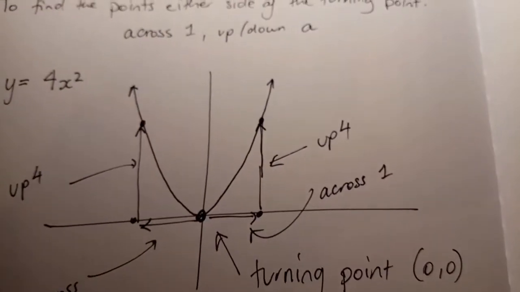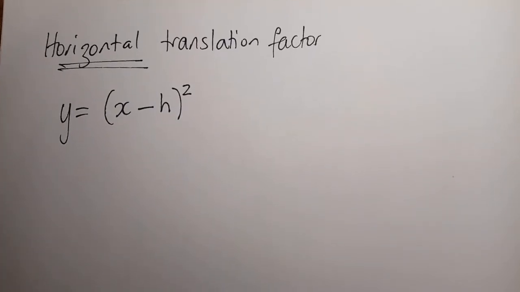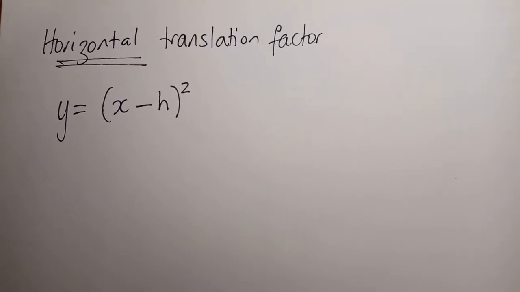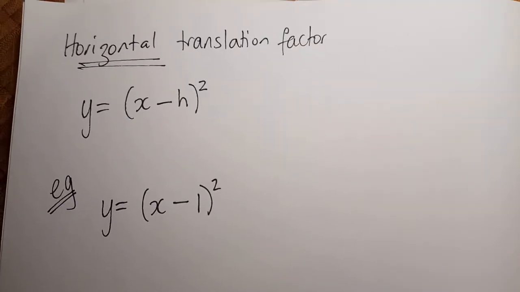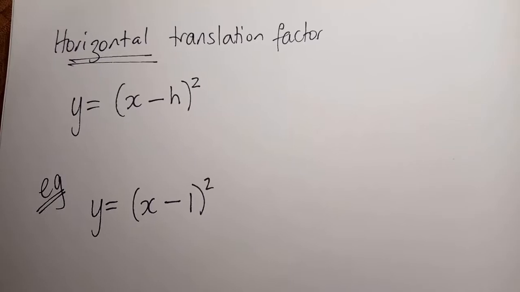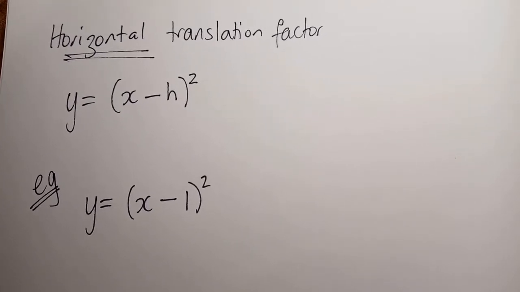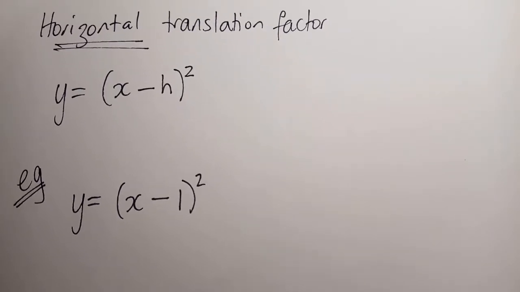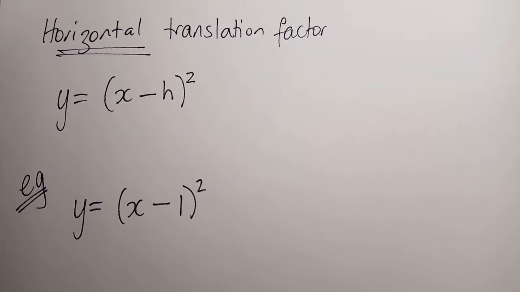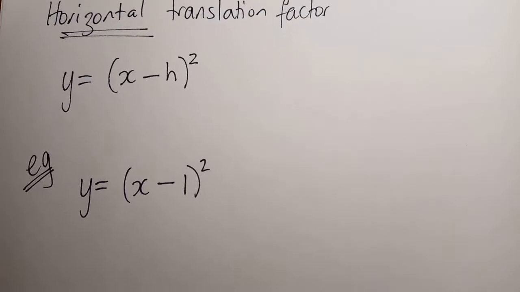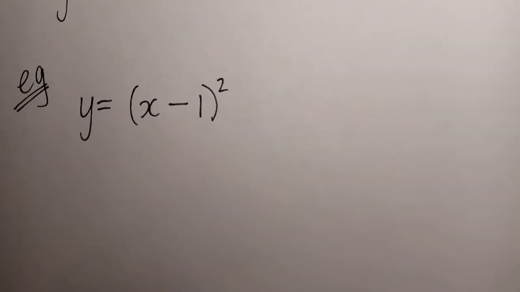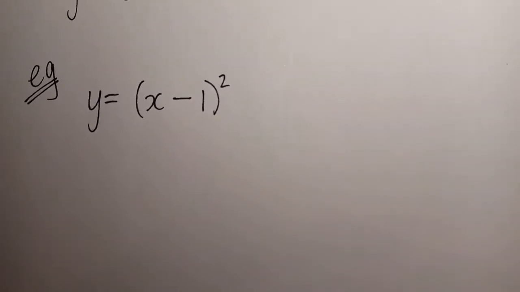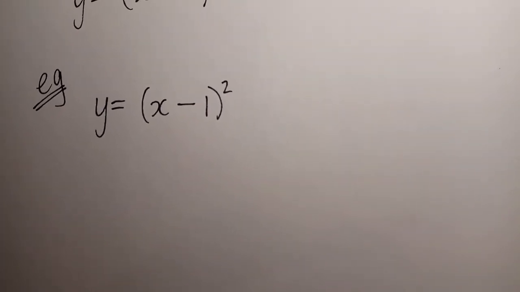Now consider another change we can make to the basic function and add in a horizontal translation factor. A horizontal translation factor is a number added within the square with the x. So you have x minus something squared or x plus something squared. Let's use this example, y equals (x minus 1) all squared, to have a look at the table of values and also the graph to see how that changes the turning point.